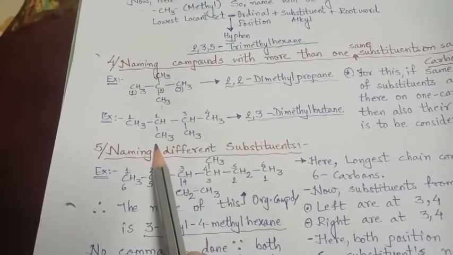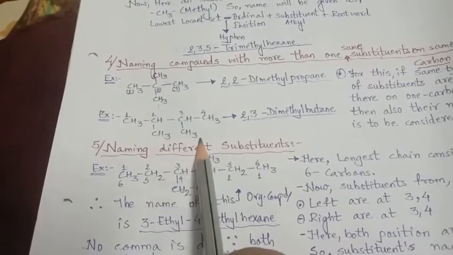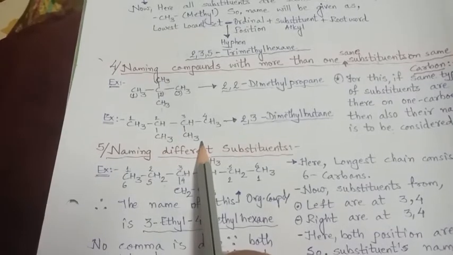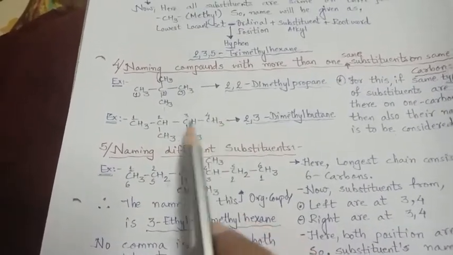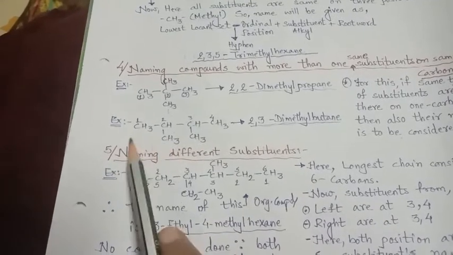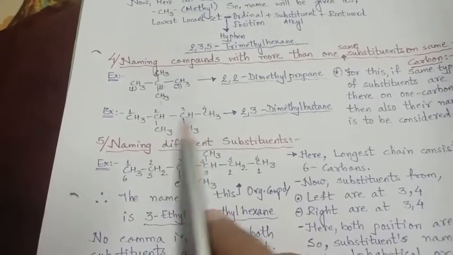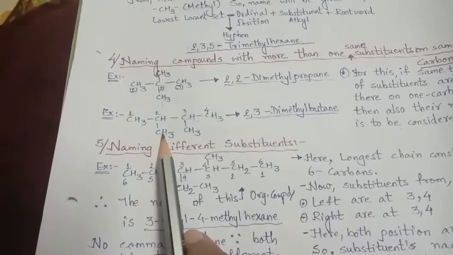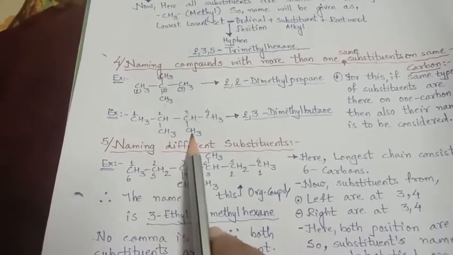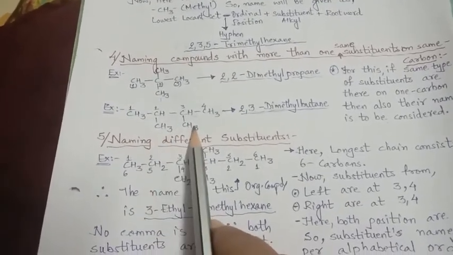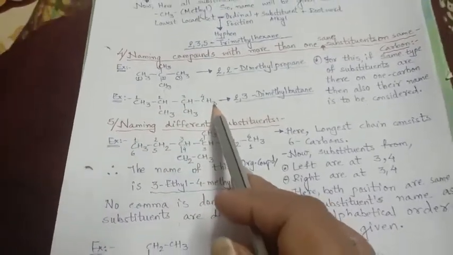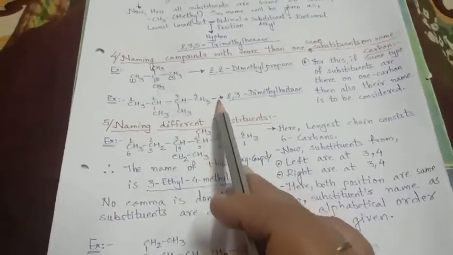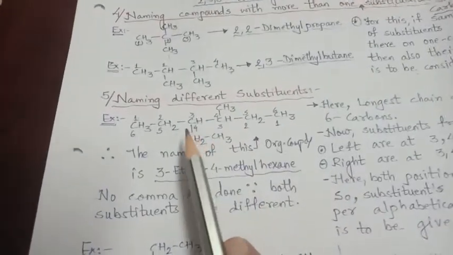Here the attachment is a branch CH3, and this is also a branch CH3. Now we can see that the longest chain is 4 carbons, and on second, from this side also second, third, from this side also second, third. So 2, 3, both are methyl, dimethyl, butane. Okay? So when you put it into practice, it will be easy for you to give the names.